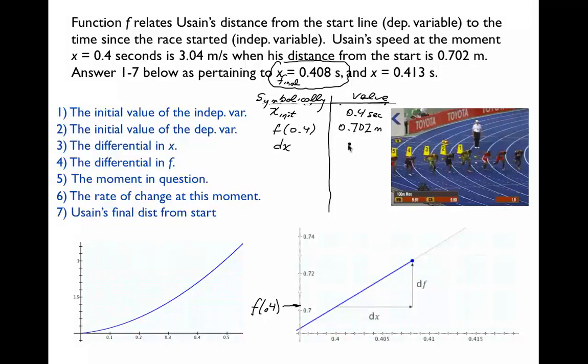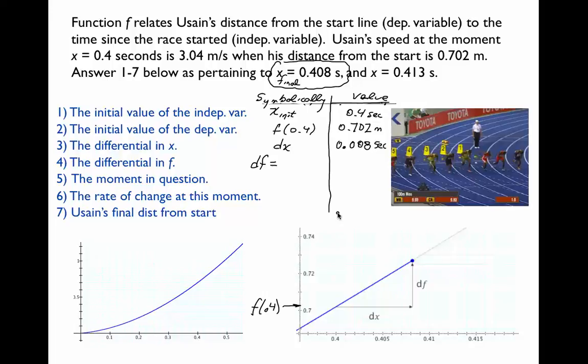And what's its value here? 0.008 units. Is that 0.008 seconds since he started running? No, it's the change since 0.4 seconds. It's shown right here. The change. Differential in f. df. Okay, so this is where the rubber meets the road.